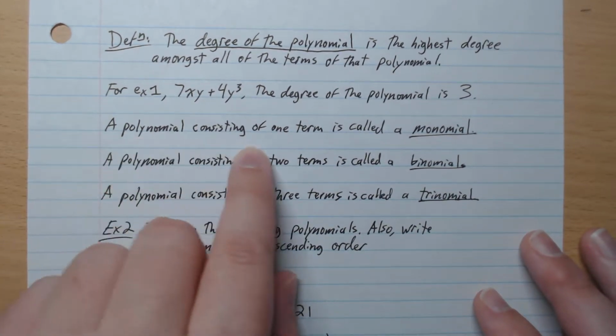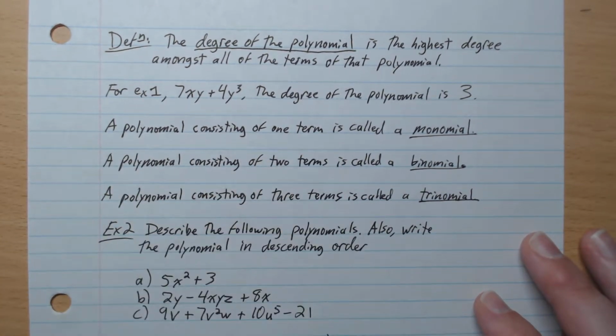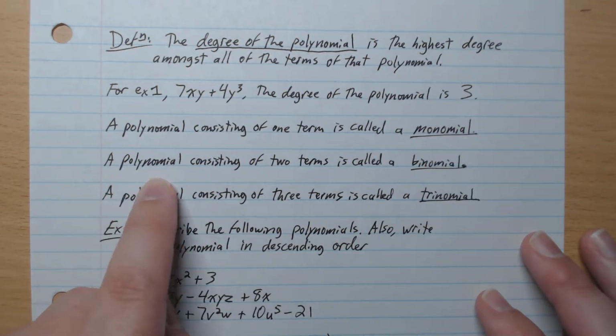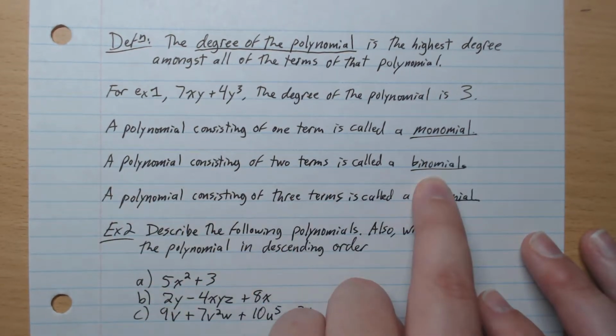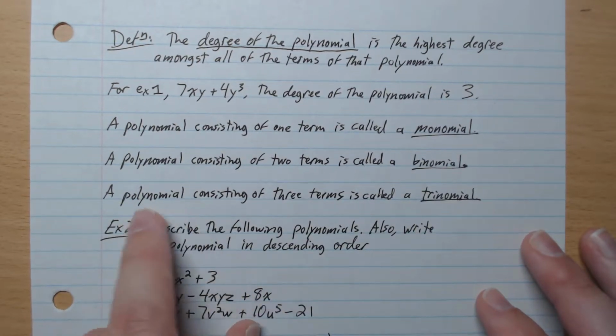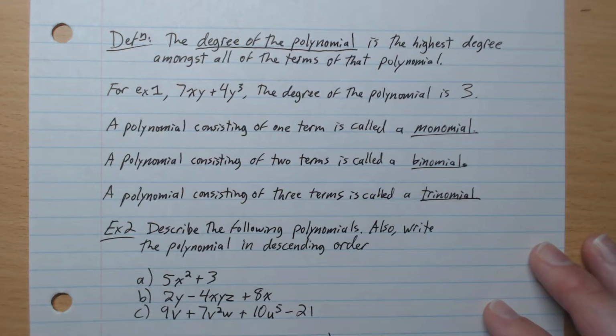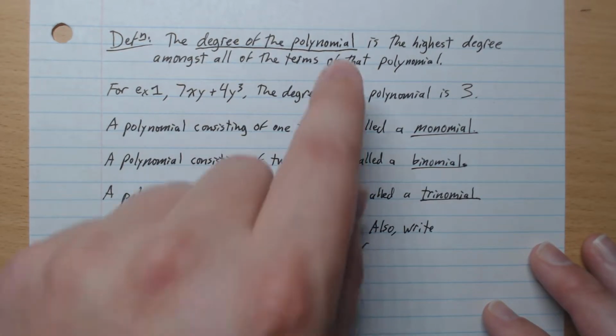So a polynomial consisting of one term is given a special name. It's called a monomial. A polynomial consisting of 2 terms is called a binomial. And if it has 3 terms, it's called a trinomial. If it's any more than that, we simply call it a polynomial.